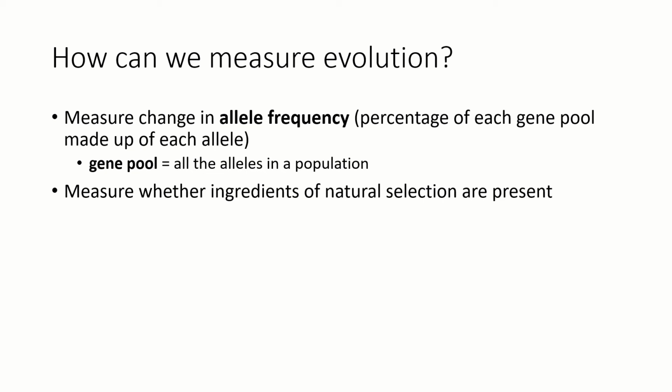So basically, if we look at the whole gene pool, which is all the genes in the population, how much of that gene pool is made up of each allele, and is that the same from one generation to the next? That's actually the definition of evolution. We can look at this and measure whether the ingredients of natural selection are present, and then figure out whether evolution is actually happening in a population.